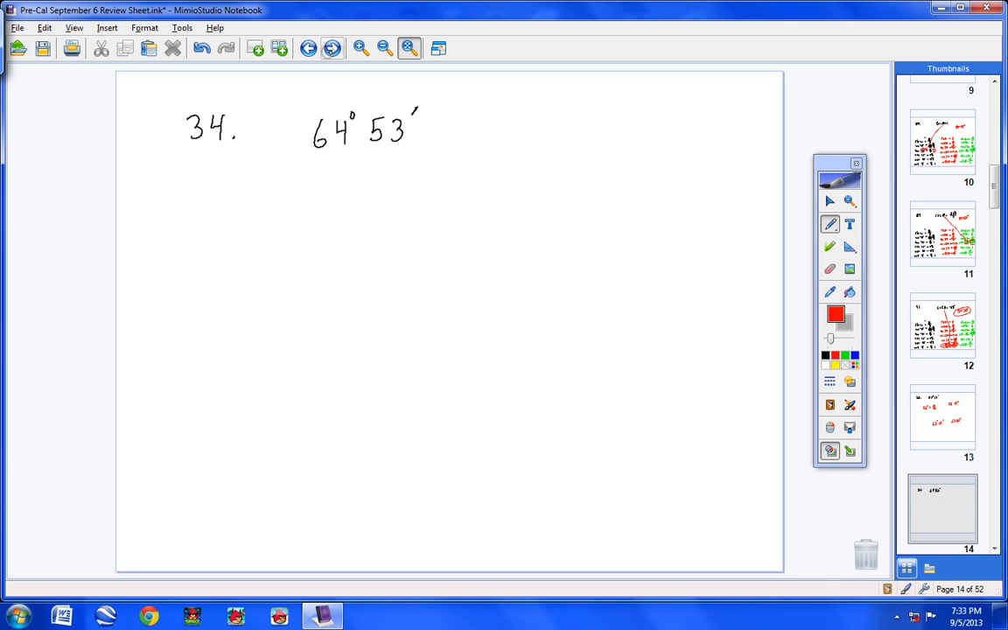All right, moving on to number 34. We would have 64 degrees plus 53 minutes, so we say 53 over 60. And if you type that into your calculator, 64 plus 53 over 60, you will get 64.88. That's one way to do it, degrees.